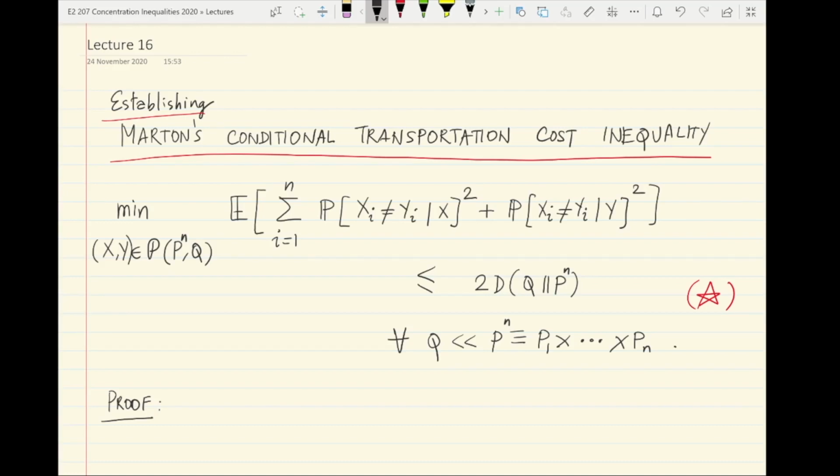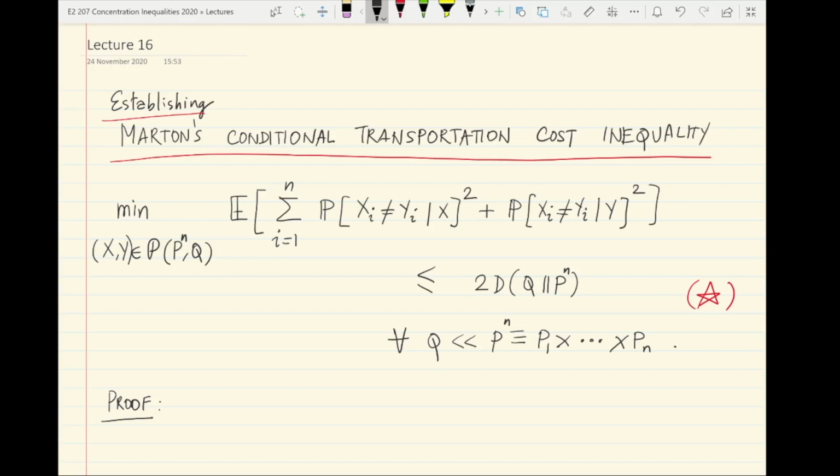Just to recap, it basically says that if you're given two probability measures, one is P, which is a product measure, and one is Q, which is some absolutely continuous measure with respect to P, then there exists a coupling between the P and the Q measures, let's say for random variable sequences x and y of length n, such that the expected value of the sum of the conditional discrepancies squared is bounded by basically the KL divergence between the Q and the Pn. Okay, so that was the content of Marton's conditional transportation cost inequality.